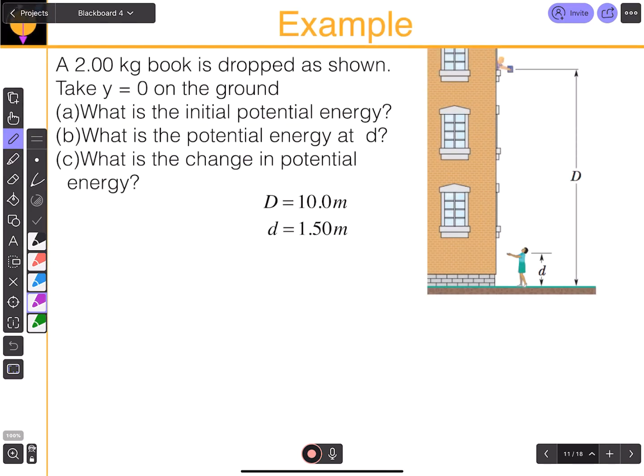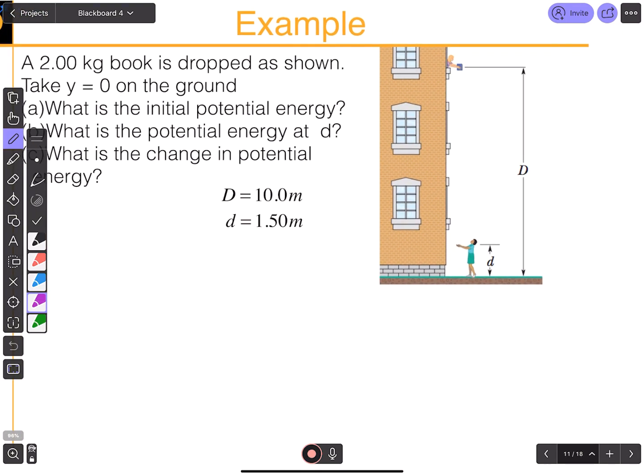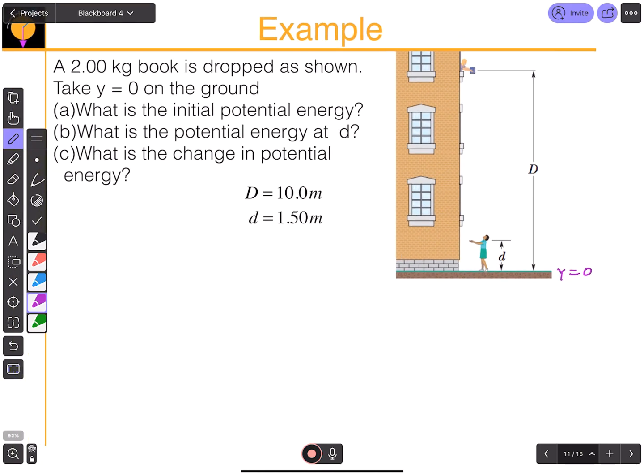A 2 kilogram book is dropped as shown. If you take y equals 0 to be at the ground, we usually take y equals 0 to be on the ground. Sometimes you want to choose y equals 0 to be somewhere else, and that's okay. We're going to learn a little bit about that later on, that you can choose y equals 0 wherever you want, but for the most part, we'll take it to be on the ground. What is the initial potential energy? What is the potential energy at little d, down here when the kid catches it? And what is the change in potential energy? So we'll just write down how you go about calculating it. I think it's very simple.